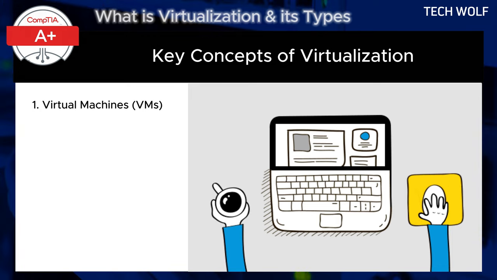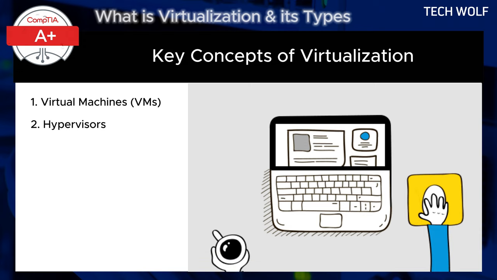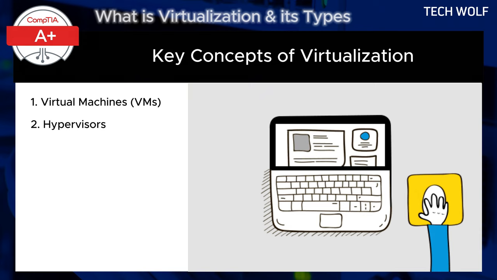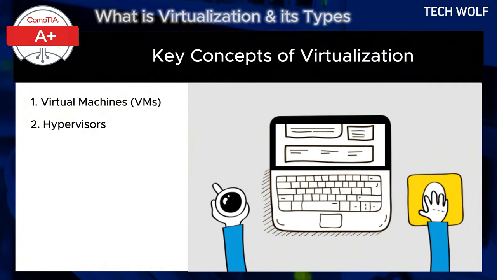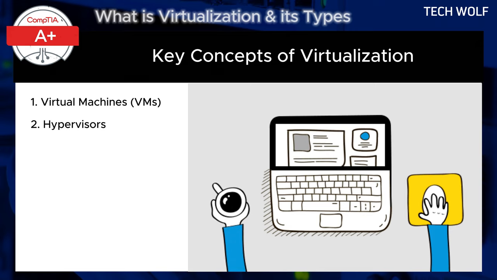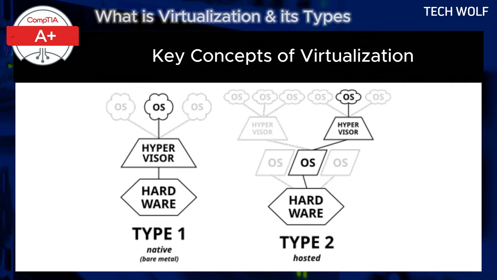Hypervisors. A hypervisor, or virtual machine monitor, VMM, is software that creates and manages virtual machines by allocating resources like CPU, memory, and storage. It allows multiple VMs to share the same hardware, ensuring each VM operates independently. There are two types of hypervisors.